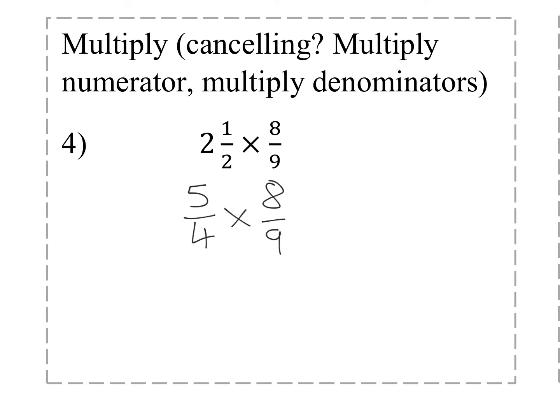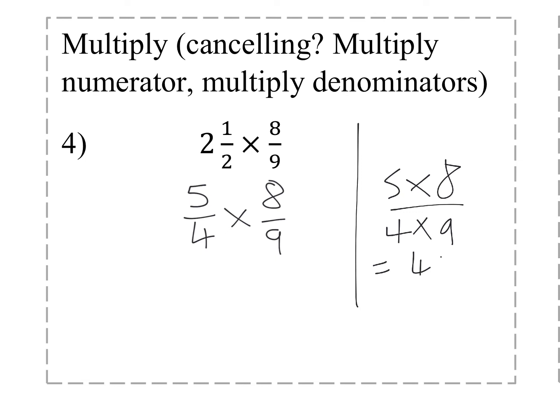Now your overall technique for multiplying fractions is to multiply the numerators and the denominators. So if I just show you at the side here, that would be 5 times 8 over 4 times 9, which is 40 over 36, which can be simplified by dividing by 4, which would be 10 over 9, or 1 1/9. Now I put that at the side because that's not what I would do.